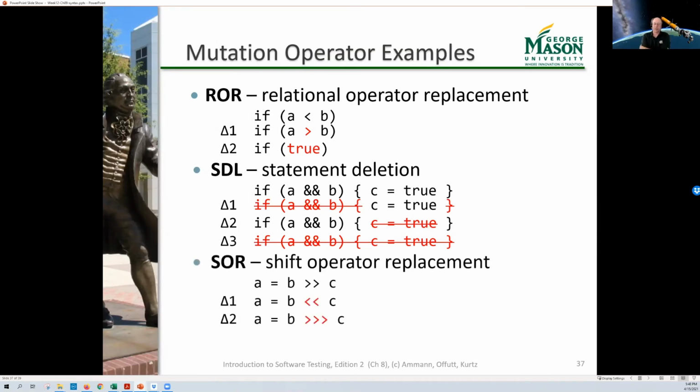Shift operator replacement, pretty straightforward, although the first time I looked at this, I was like, triple shift? What the heck is that? Actually, not something that's run into very commonly, but I think triple right shift in Java retains the leading bit, retains the sign bit, whereas a regular shift right does not.